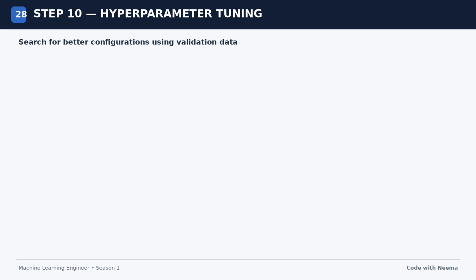Once we have a working model, we can improve it by tuning hyperparameters. We might change the learning rate, tree depth, number of estimators, regularization strength, and then evaluate the different configurations using validation data. Later, we will explore techniques like grid search, random search, and more advanced optimization approaches.